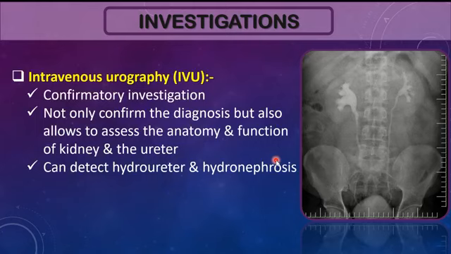Intravenous urography, the confirmatory investigation, not only confirms the diagnosis but also allows assessment of the anatomy and function of the kidney and the ureter. It can detect hydroureter and hydronephrosis. Look, the picture on the left side is normal in appearance. On the right side, there is a hydroureter and hydronephrosis. There is a hydronephrotic change. The upper ureter is mildly dilated on the right side.